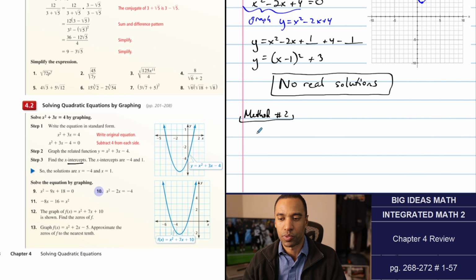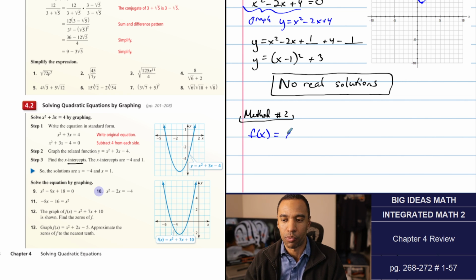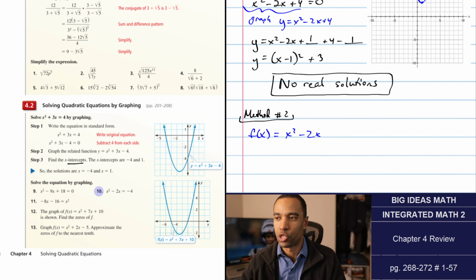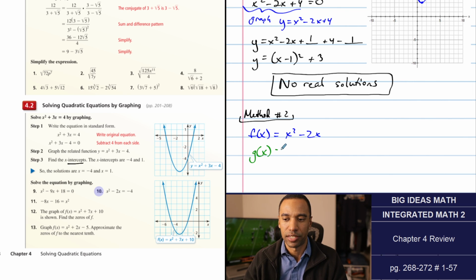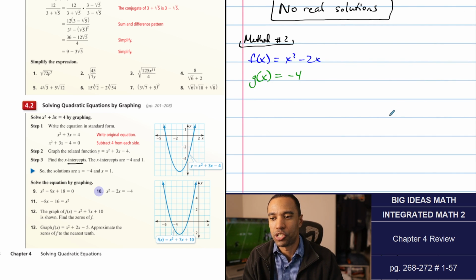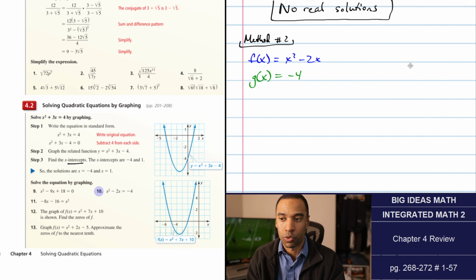Now what I did in the past was I called them f of x and g of x, just so we can really differentiate them. F of x equals x squared minus 2x and g of x equals negative 4. Just graph them as is, just like that. Find out where they cross each other on x. Now they won't end up crossing each other. We kind of saw that.